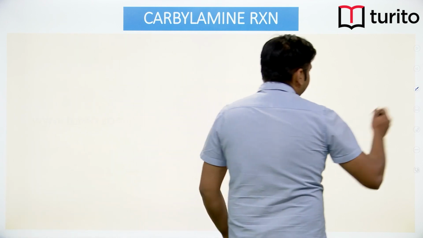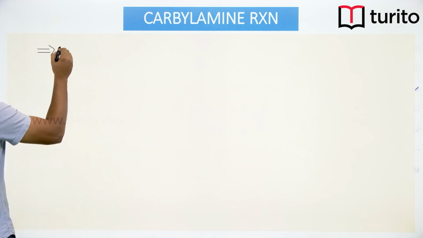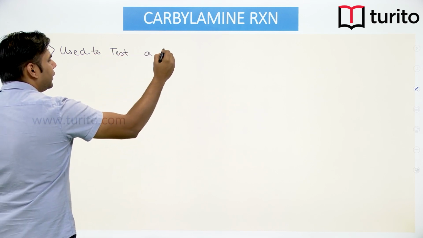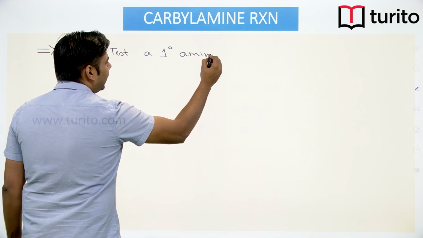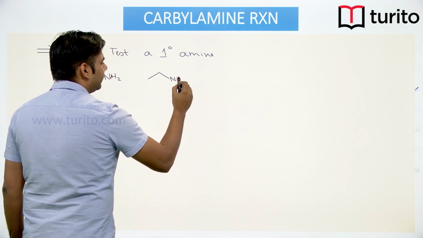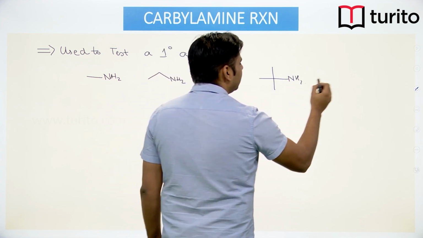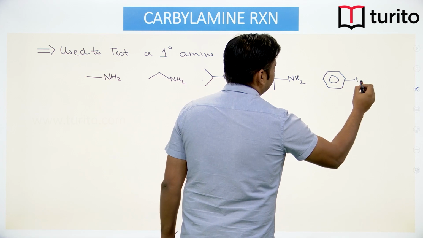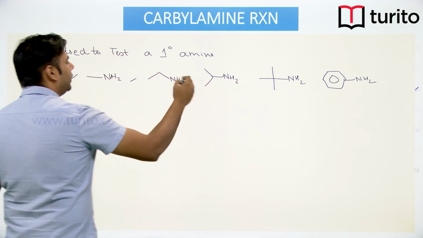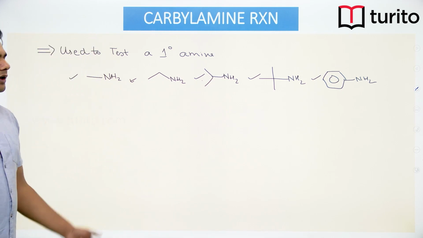The next important reaction is the carbylamine test. Okay. So carbylamine test is basically used to test a 1 degree amine. So 1 degree amine can be any that is having NH2 group. So there is no other requirement. It has to be a 1 degree amine only. So all these molecules will undergo carbylamine test, because the nitrogen is 1 degree in them. Okay. So a 2 degree amine or a 3 degree amine will not give this test. Rest all the 1 degree amines give this test.